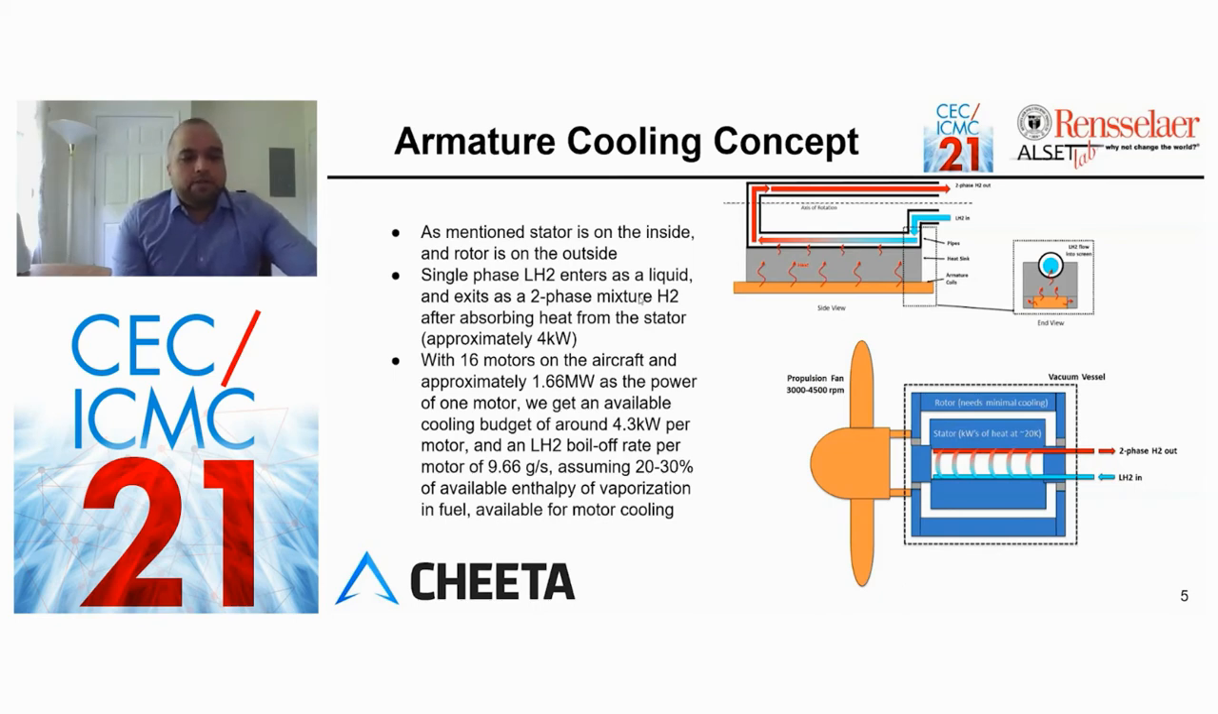The cooling concept for the armature coils is given in the figure on the top right. The MgB2 coils are bonded to an aluminum heat sink, which also acts as mechanical support for the coil. The coil will release heat into the heat sink, which will transfer heat into the pipes containing the liquid hydrogen. Liquid hydrogen will absorb the heat, partially boil off, and exit as a two-phase fluid.